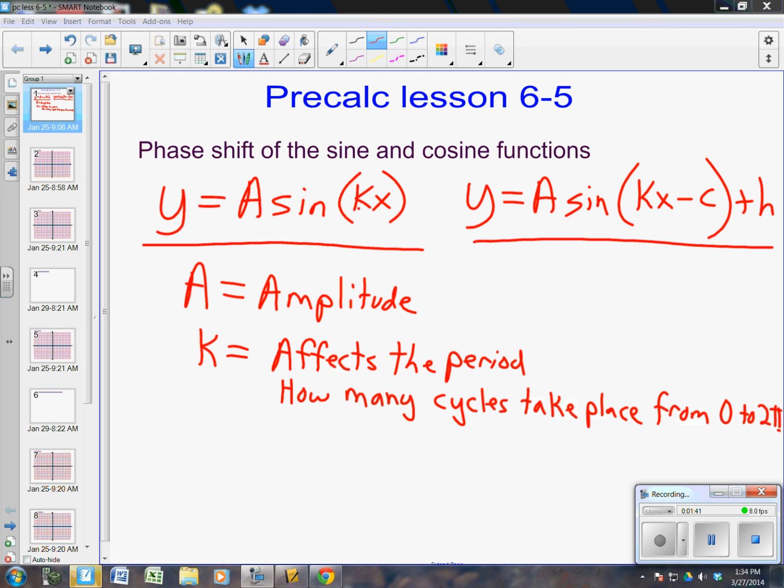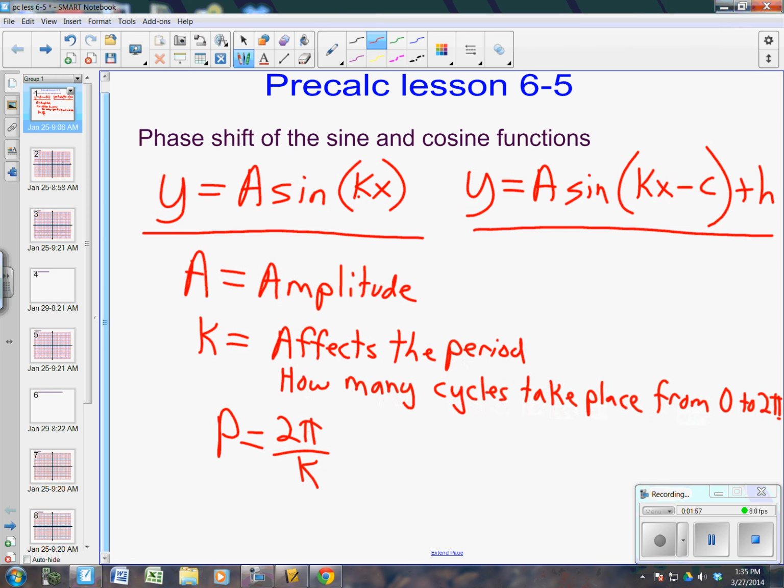And we learned a formula for period. What was that formula? 2 pi over k. Yeah. You will want that on your 3x5 card for your next test. Okay, and we've talked about how to change the period and so forth with K.